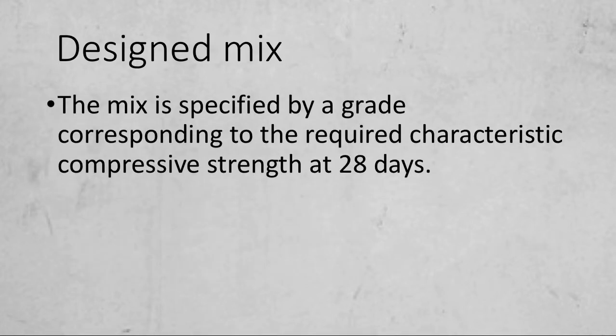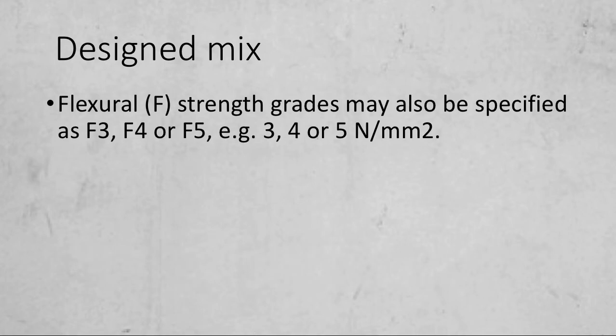As the design mix, it can also be specified by flexural strength, and the flexural strength grades would be F3, F4, F5. Example, 3, 4, 5 being the newtons per millimeter square, similar to the compressive strength, and the F standing for flexural strength. This speaks to how flexible the concrete would be after 28 days, also known as the tensile or pulling strength.